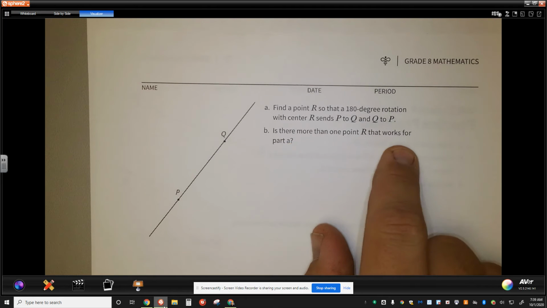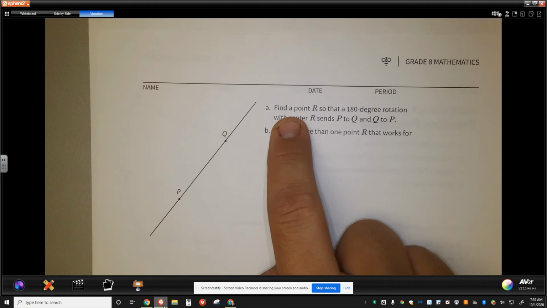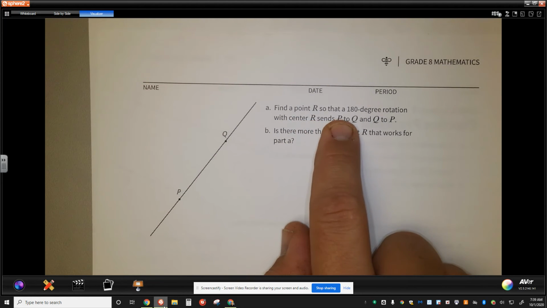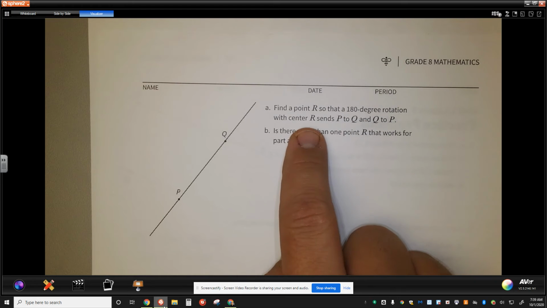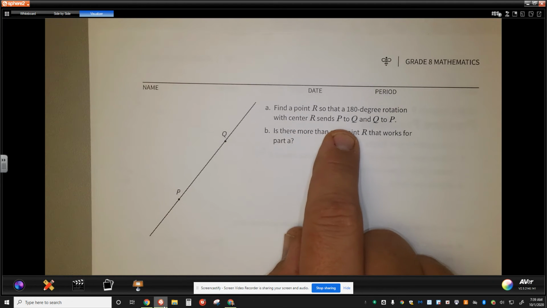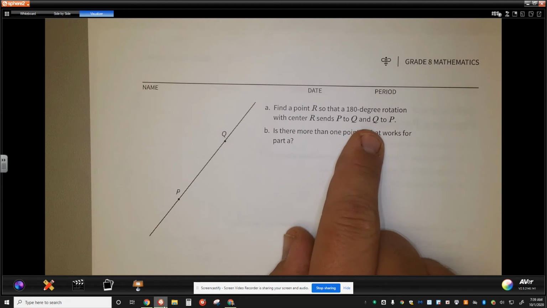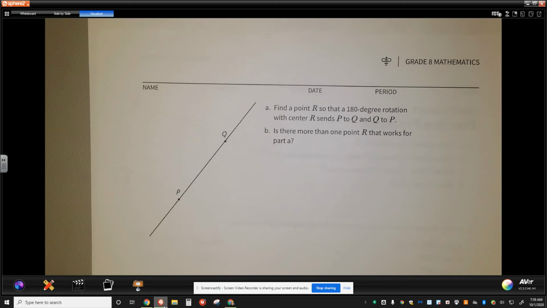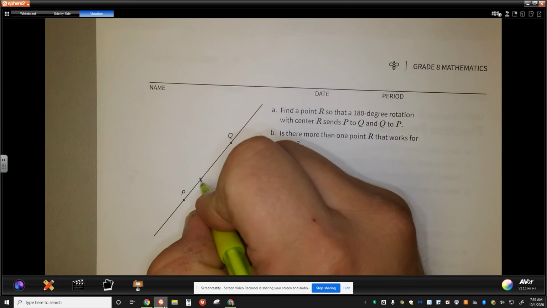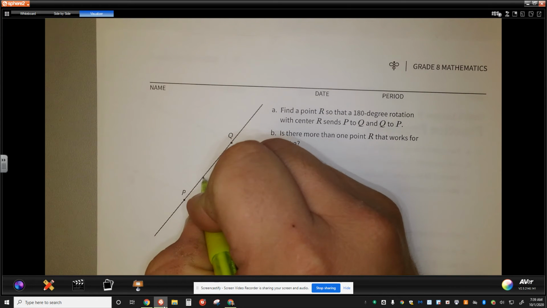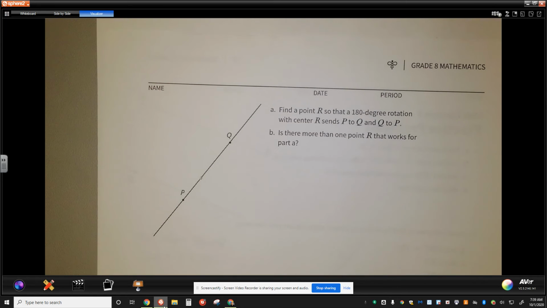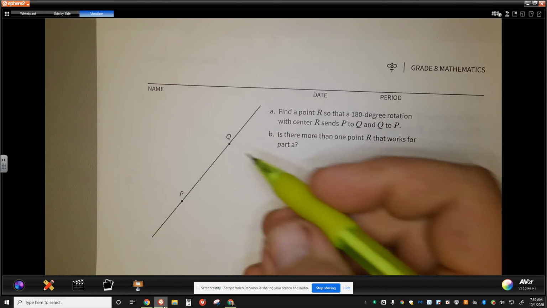Again, when we look at the second part, we're going to say find a point R so that a 180 degree rotation with center R sends P to Q and Q to P. So that might be a little bit confusing. Just go ahead and pick a point right here. Will that work to get these two around here?